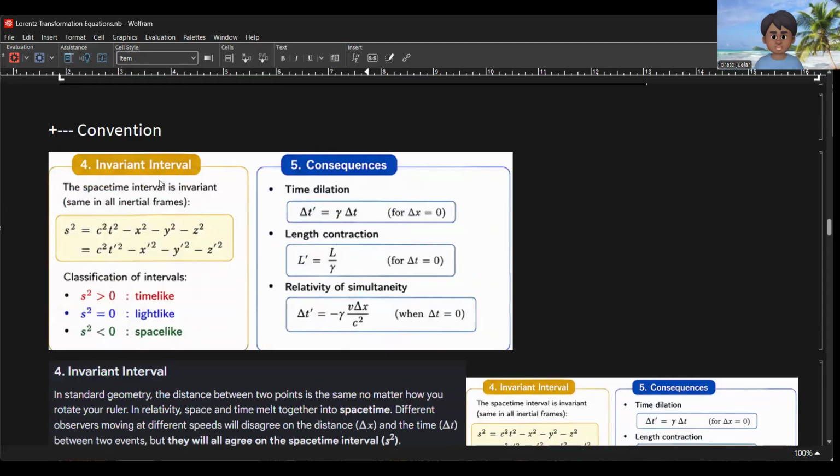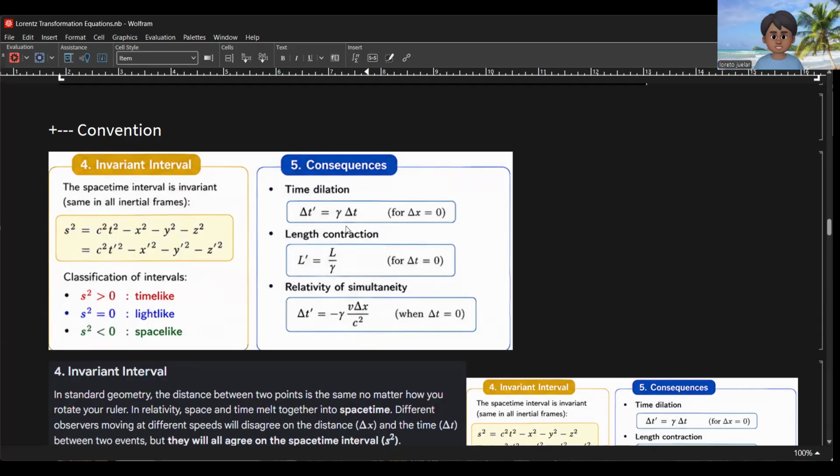Okay, so we have the invariant interval here. For this convention, this is positive, negative, negative. So for s squared greater than zero, this refers to time like. s squared equal to zero refers to light like, and s squared less than zero is space like. We have the consequences here.